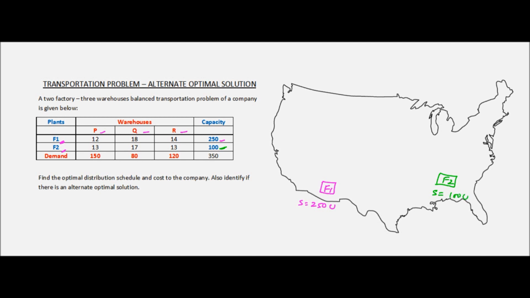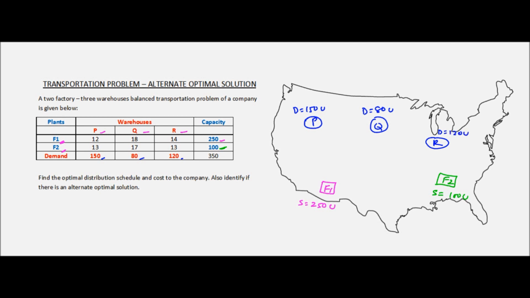Now there are three warehouses, P, Q, and R. Let's say this is P, this is Q, and this is R. Now P has a demand of 150 units. Q has a demand of 80 units. And R has a demand of 120 units.